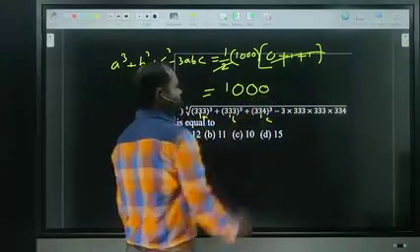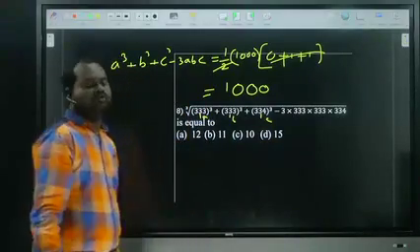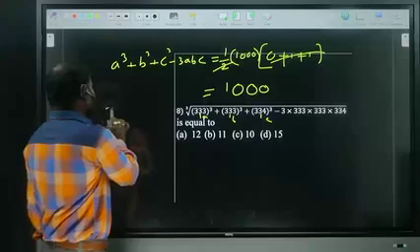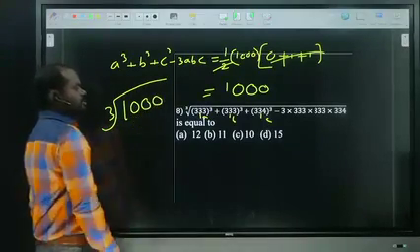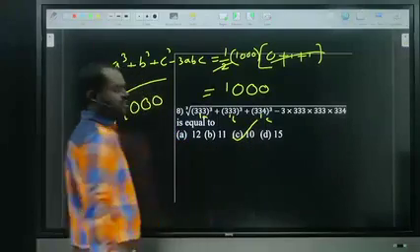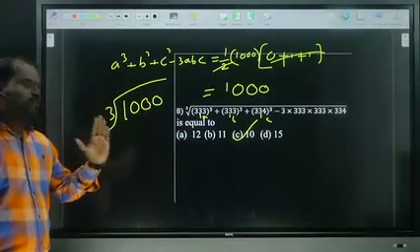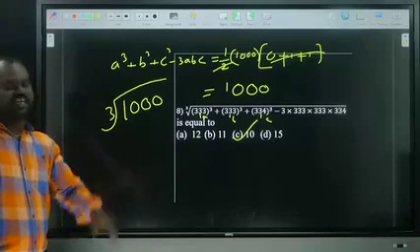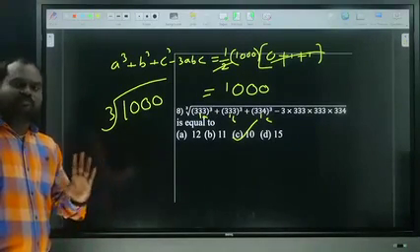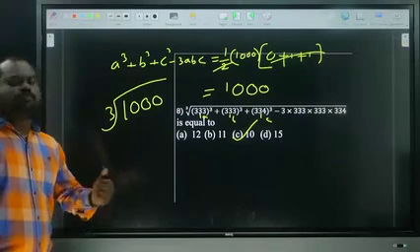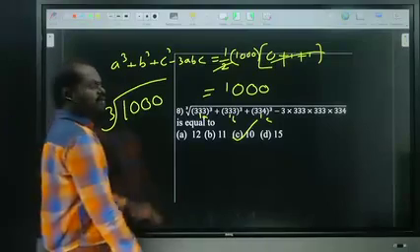Actually the answer is 1000, but for that we have the cube root, so the cube root of 1000 is nothing but 10. The answer is option C. Is it clear? So that is the format of A cube plus B cube plus C cube minus 3ABC. That is the formula: half of (A plus B plus C) into [(A minus B) whole square plus (B minus C) whole square plus (C minus A) whole square]. Right? Clear? Now we are moving to the next.